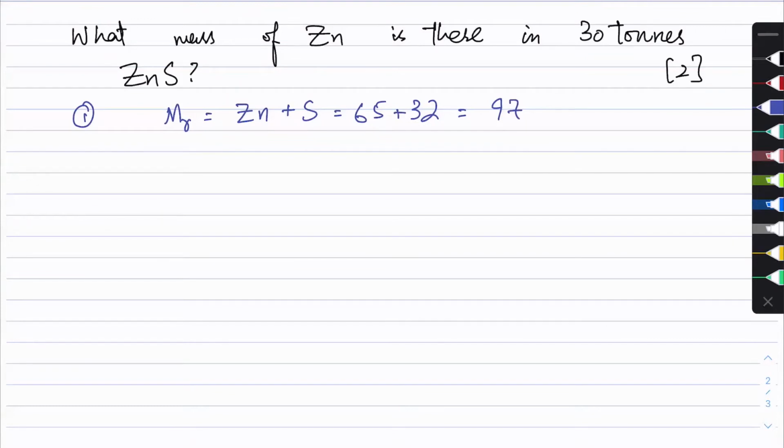And now I know that I have 30 tons. Now you don't have to convert it to grams or kgs. You can give your answer in tons if the examiner says tons.